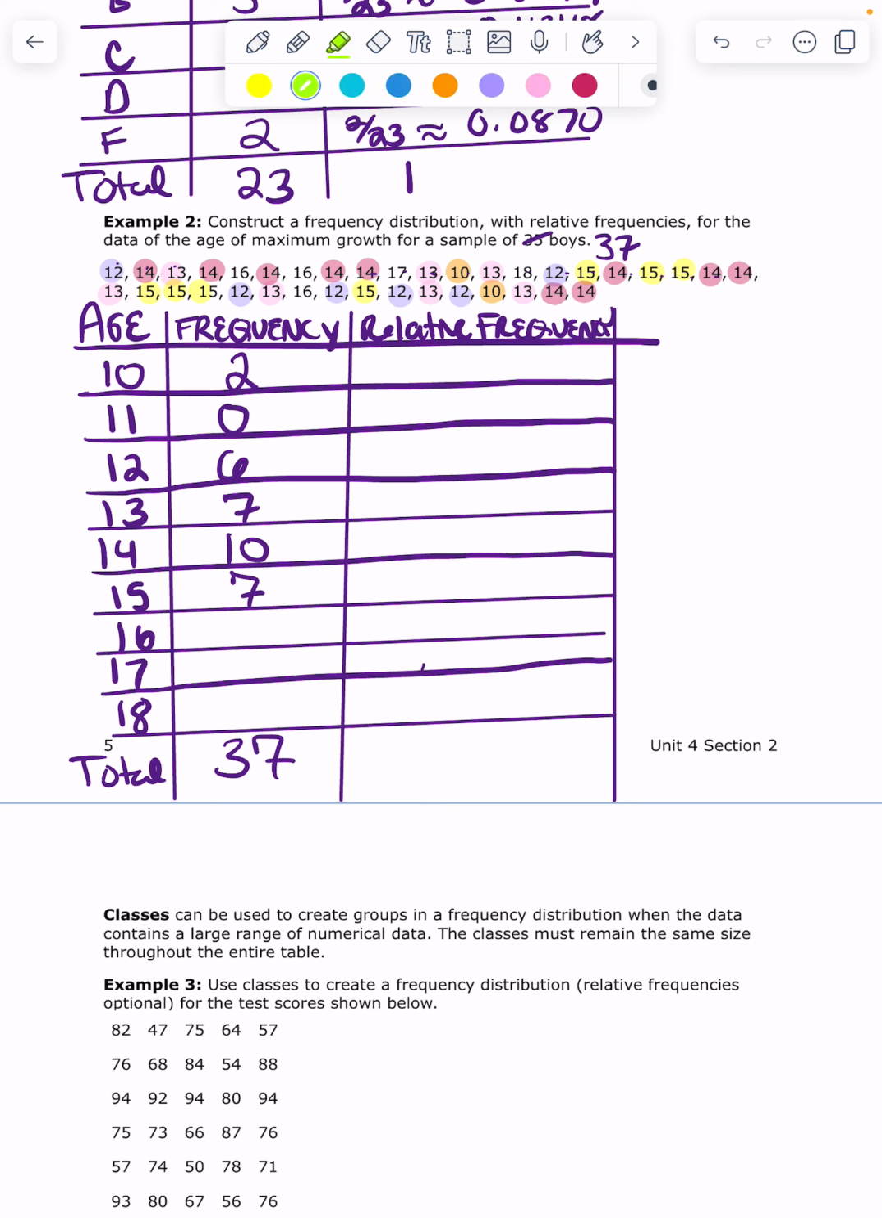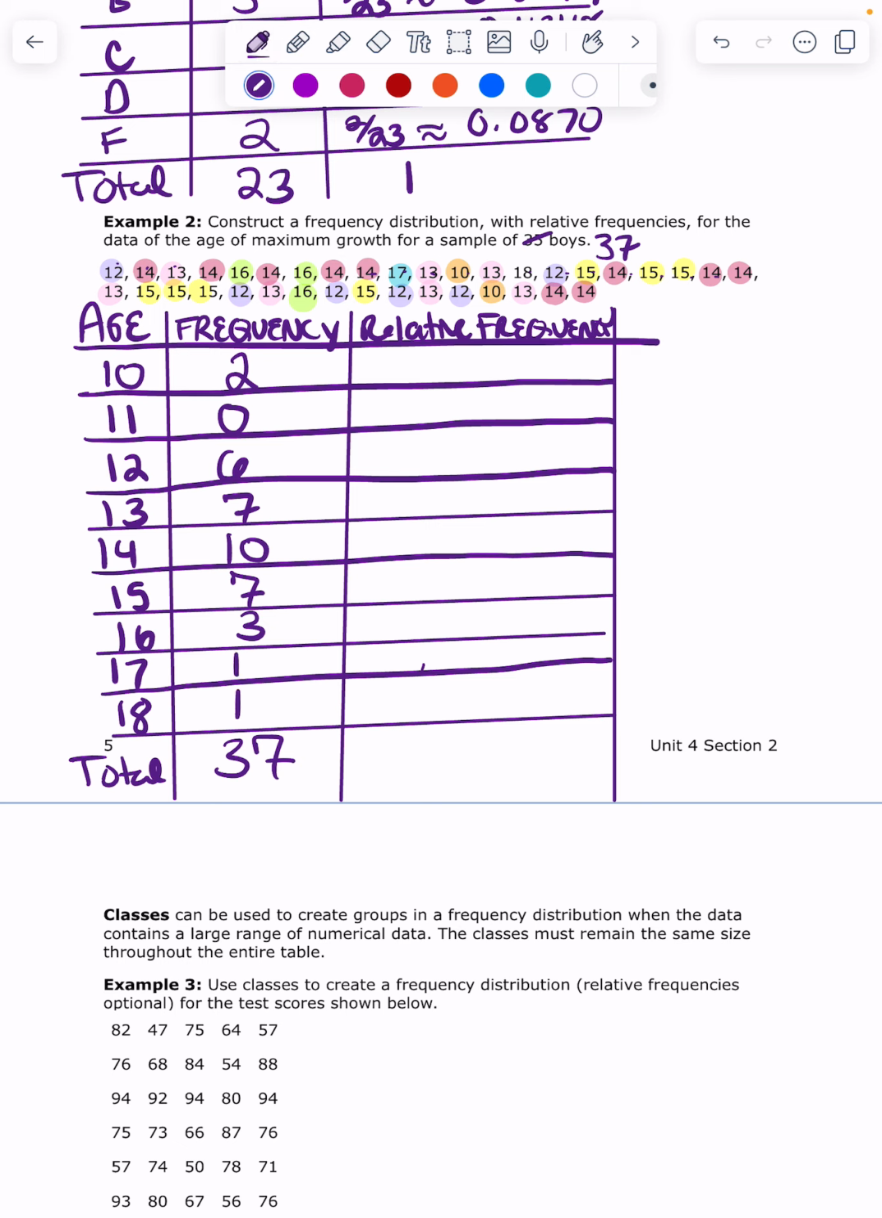16s. 1, 2. Just 2. Let me see. Oh, there's another one. It was hiding on me. There's 3 16s. 17. I only see 1 17 and 1 18.